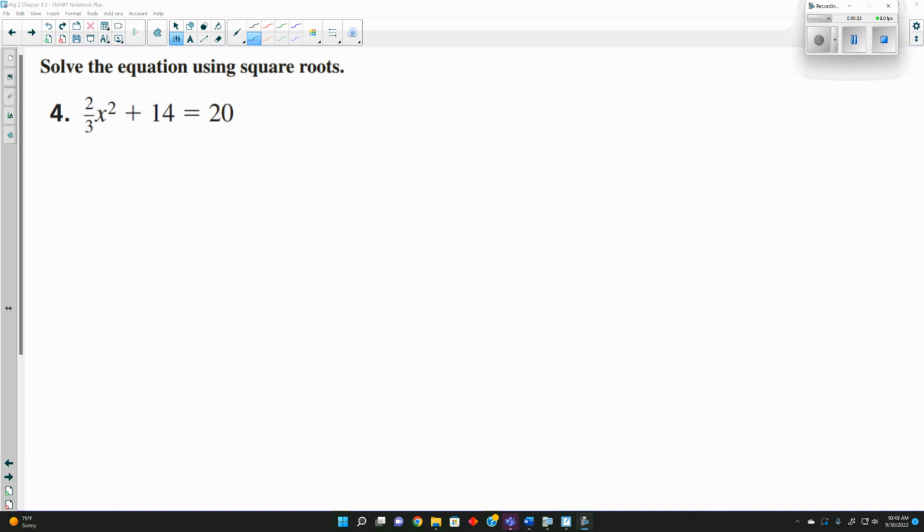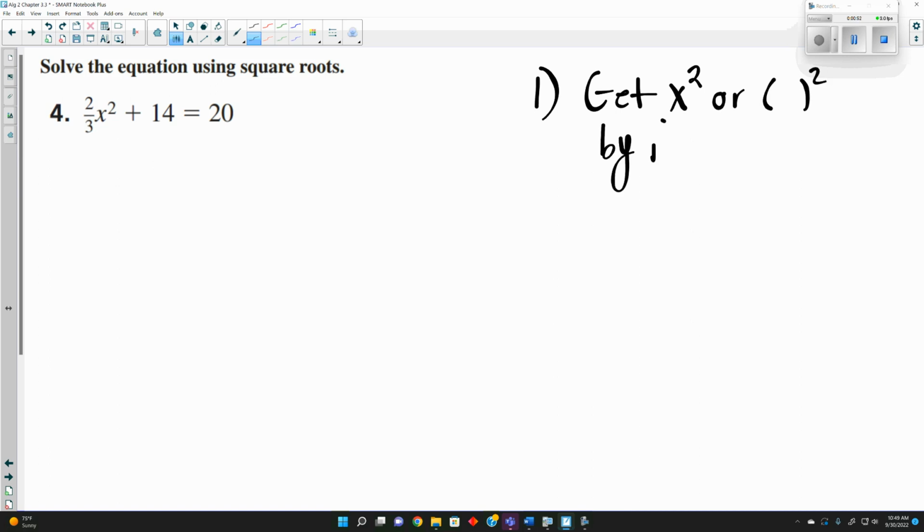All right, guys, so where we stopped yesterday was this problem here. We started using the square root method, and the first step in the square root method is to get x squared, or the set of parentheses squared, by itself.